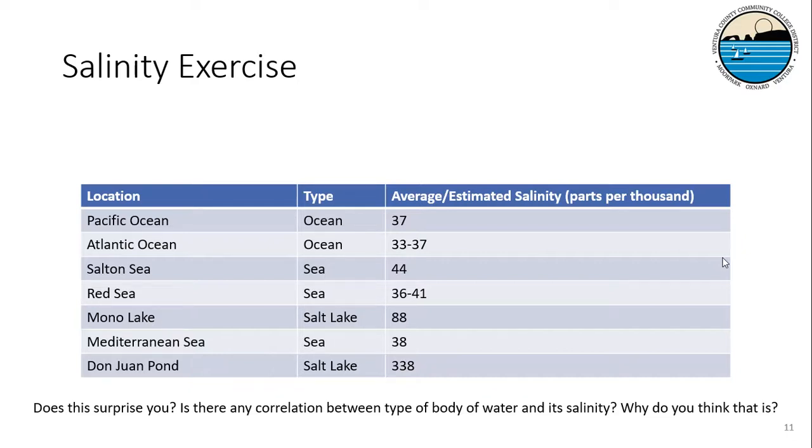And then we look at some of these seas, like the Salton Sea, which is 44. I would have probably expected the Salton Sea to have a little bit more salinity than the ocean, but it makes sense. And then, like I said, if you've been to Mono Lake, you see all those salt formations that have been left over from evaporation. So of course it has a lot of salinity. And the saltiest body of water on Earth is called Don Juan Pond. And that has a salinity of 338 parts per thousand. That's very, very salty.